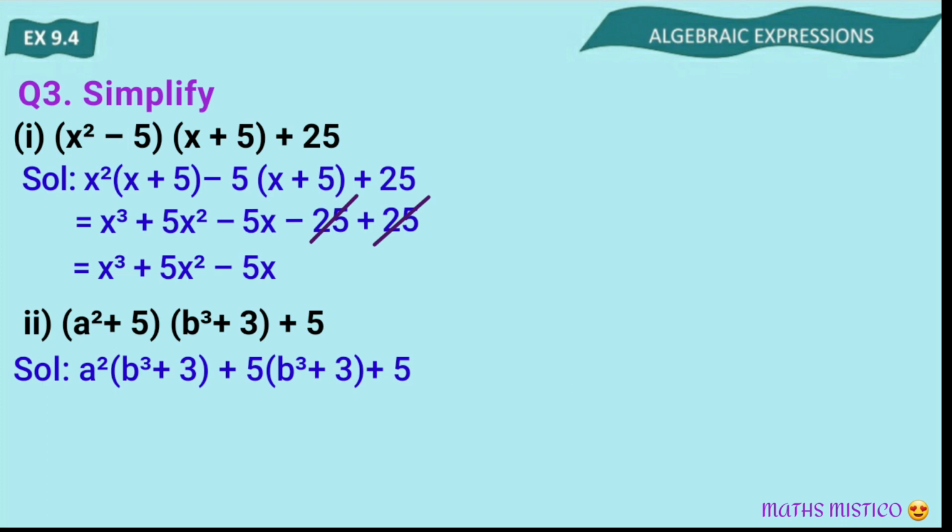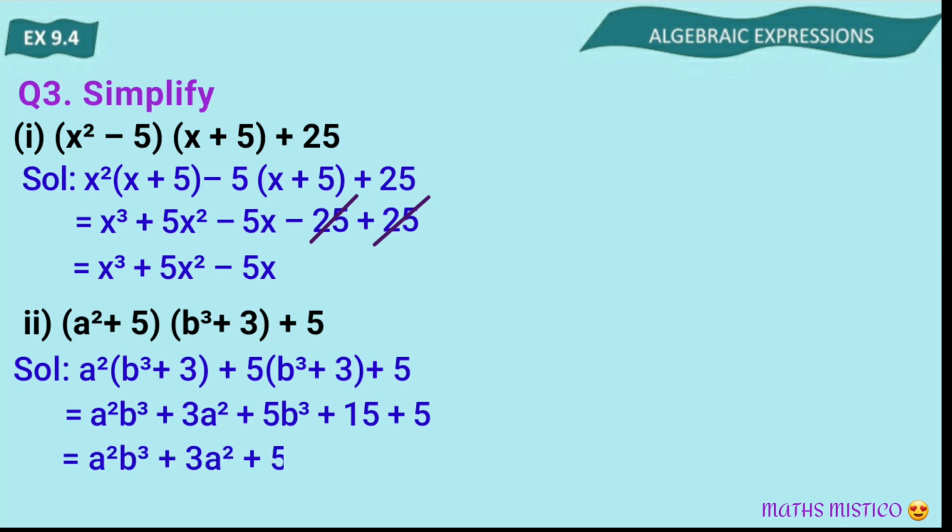Now a square into b cube is a square b cube, plus into plus plus, a square into 3 is 3a square, and similarly we get the remaining terms. Last two are like terms, so we will be adding them, and the remaining terms will be copied directly, and we have a square b cube plus 3a square plus 5b cube plus 20.